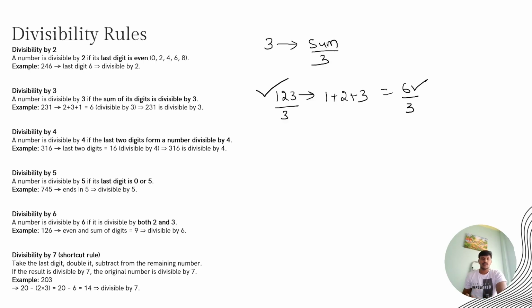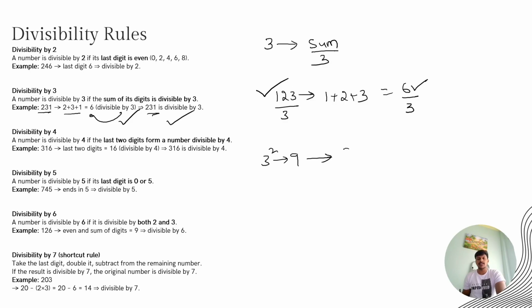Simple as that. So let us take 231. Add all of them. You are getting 6. Is 6 divisible by 3? Yes. So 231 will also be divisible by 3. Then what is 3 square? 9. The rule for 9 is also going to be the same.